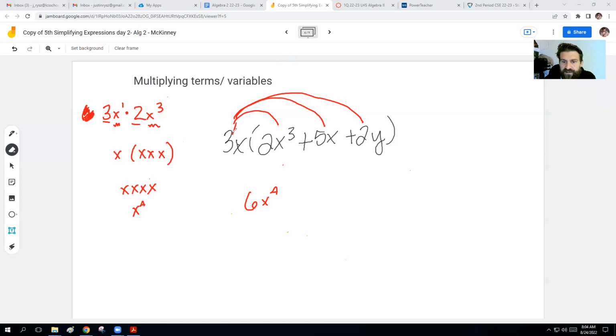If we got 3x times 5x, well, 3 times 5 is 15. If we have 1x combining with another x, it'd be x squared. And then in the last term here, 3x times 2y, well, 3 times 2 is 6. If we have an x and a y, those are different variables. So we are just going to leave it as xy, showing that it's just those two variables multiplied together.